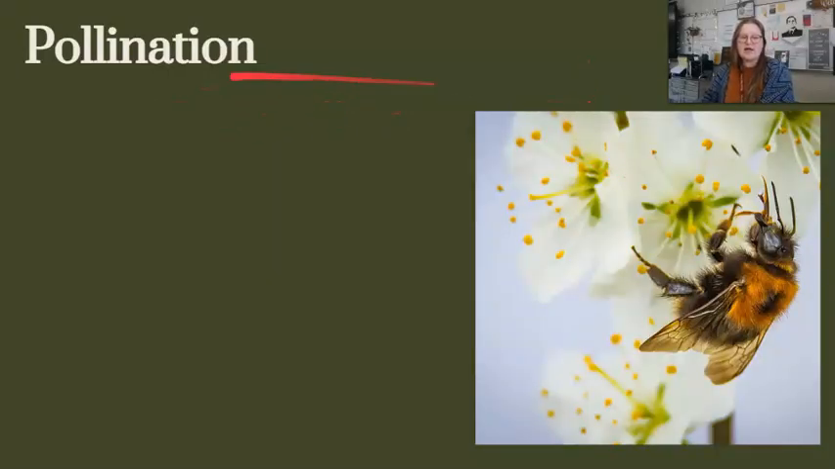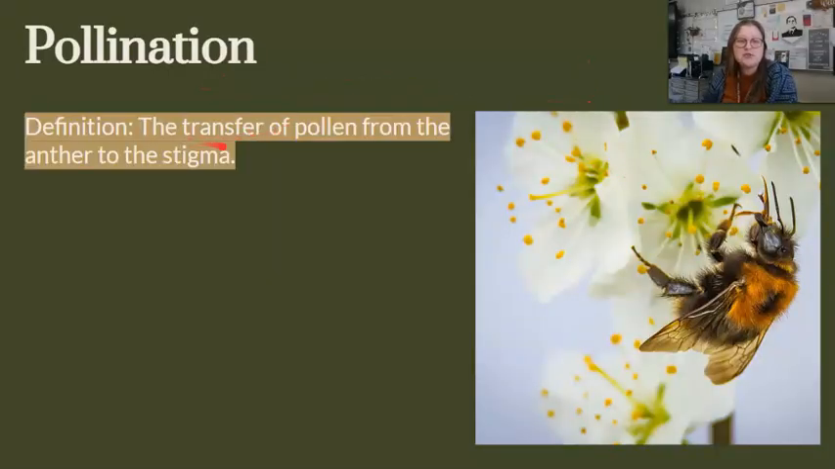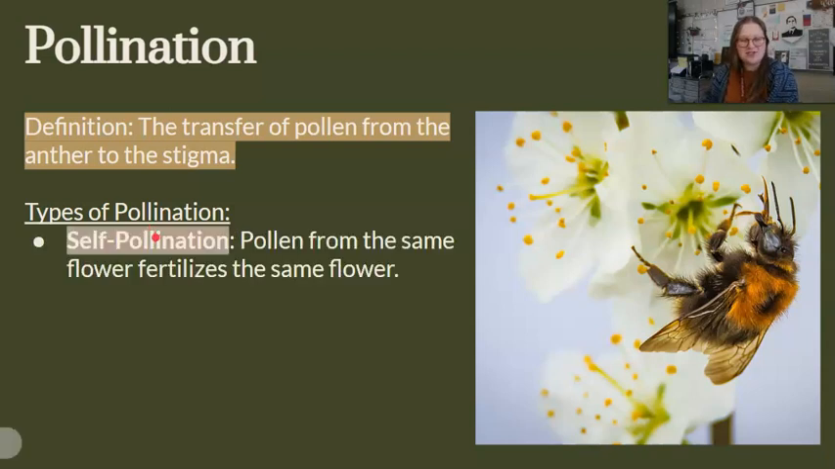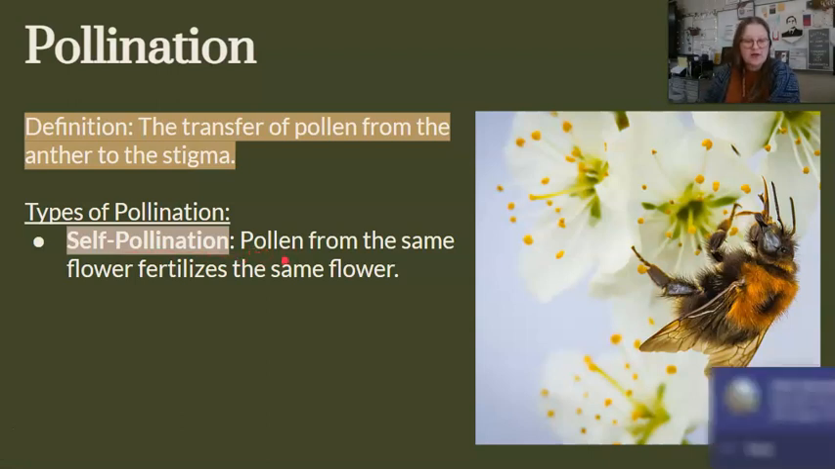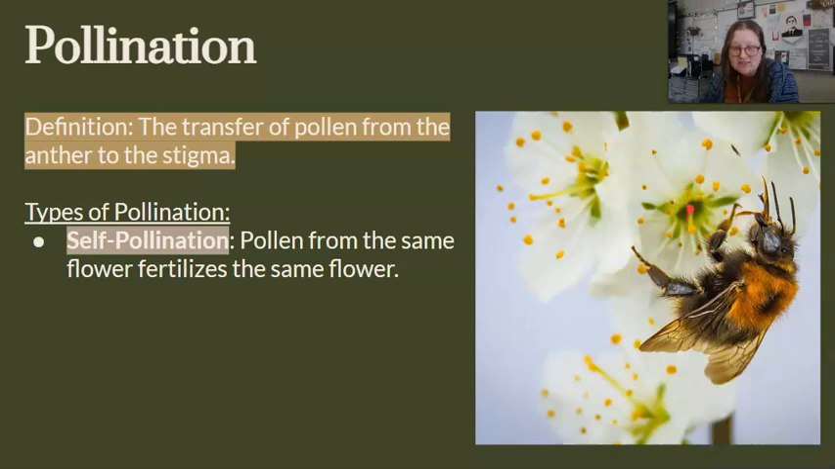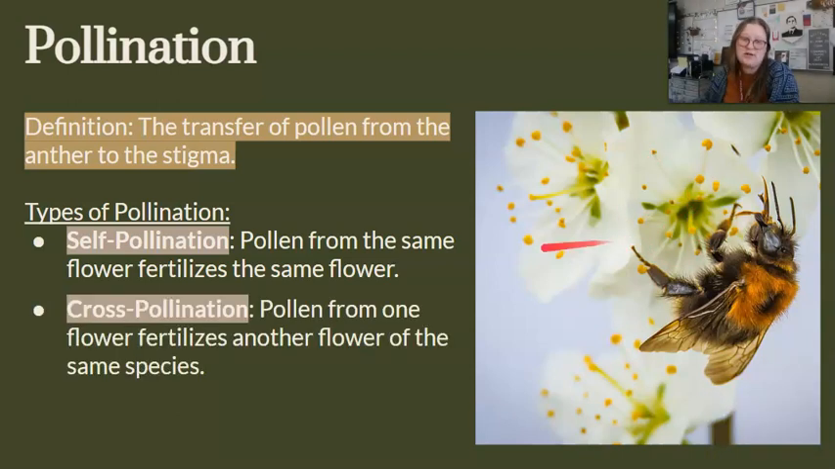All right, so for the actual act of pollination, pollination is the transfer of pollen from the anther to the stigma. There are different ways plants are pollinated, but two different types of pollination. One is self-pollination. This means that pollen from the same flower fertilizes the same flower. So if we're looking at these flowers over here, here are the anthers with that pollen. If this pollen makes it onto that stigma and into the flower and fertilizes it, that would be self-fertilization.